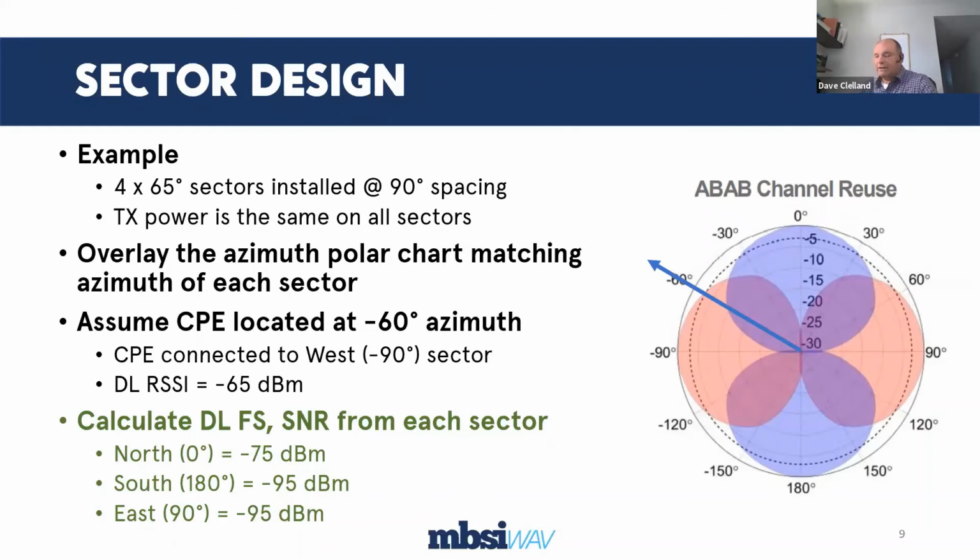So I have a tower here that I put 4 identical sectors on. I've used 4 of these KP antennas at 0, 90, 180, and 270 degrees azimuth on my tower site. Let's say I have a subscriber who is located at minus 60 degrees away from the tower site. In this case, I would expect this CPE to connect to my west sector, right? Minus 90 degree sector here at this point.